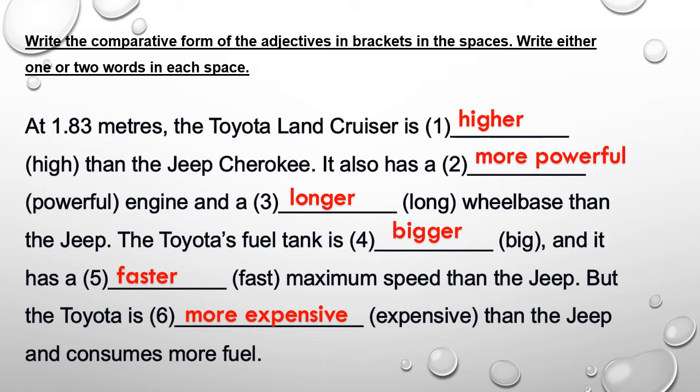In number 1, 3, 4, and 5, these are short adjectives. That's why we add er at the end of the adjective. Higher, longer, bigger, faster. 2 and 6 are long words. That's why we add more before the adjective. More powerful, more expensive.